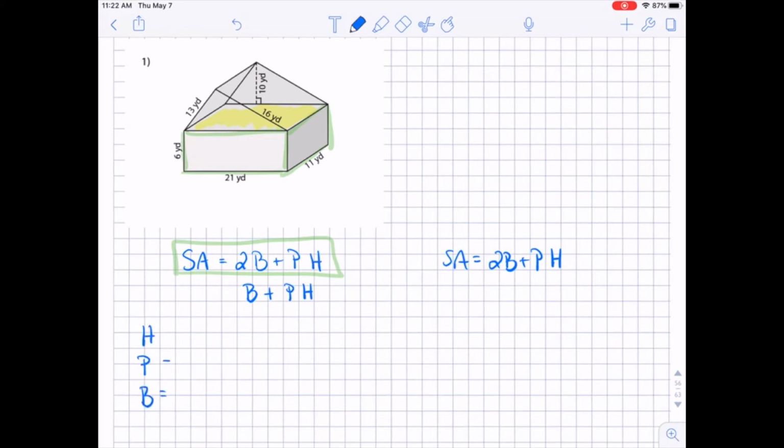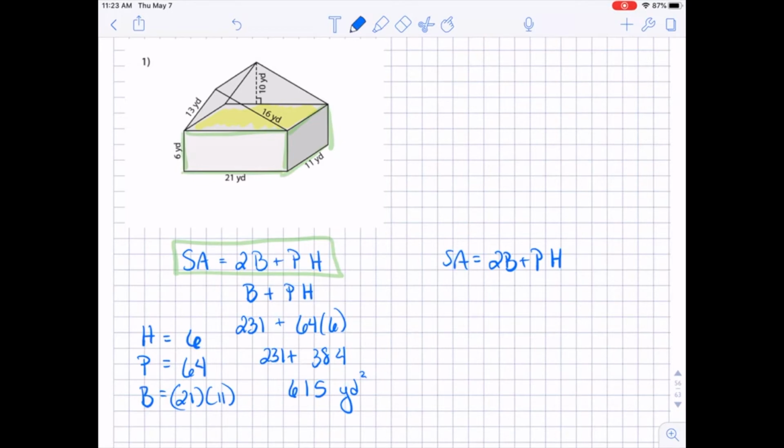Let's work with that. If I use the base shape as the yellow shaded part, I have to use 21 by 11 as the measurements of my base. I have my measurements for height, perimeter, and base area. So the surface area of the rectangular prism minus the yellow face, which is inside the shape, is 615 yards squared. Now let's look at the triangular prism.